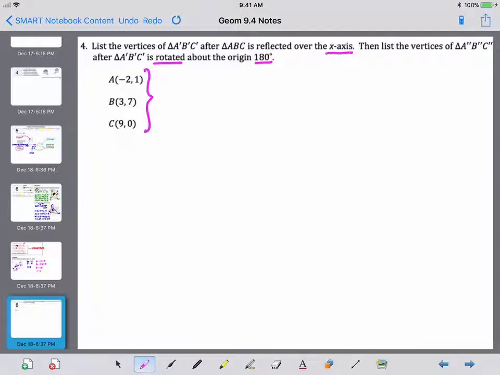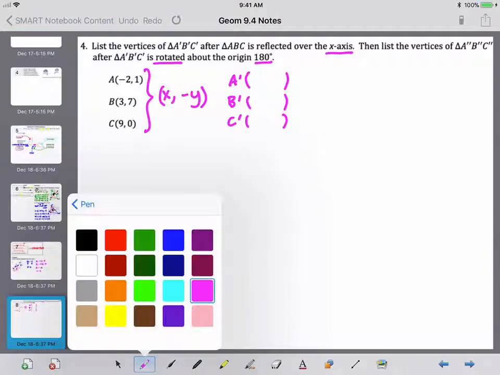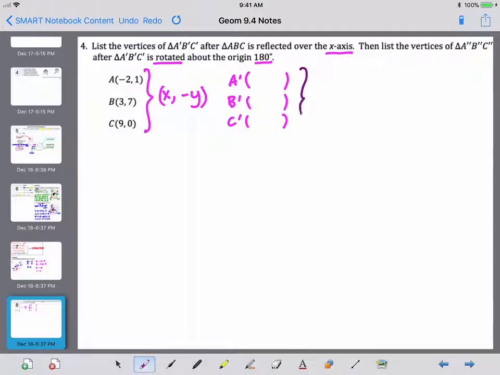So first you're going to find a prime, b prime, and c prime by using the rule to reflect over the x-axis. So remember that rule is x comma negative y. You just change the sign on the y. Get your a prime, b prime, and c prime. And then you're going to use those and the rule to rotate 180 degrees, which is negative x comma negative y. And I would like you to see if you can come up with the correct a double prime, b double prime, and c double prime.